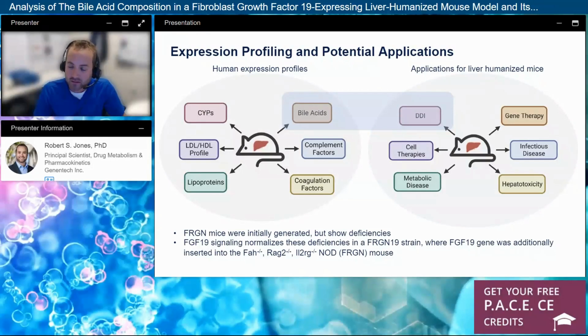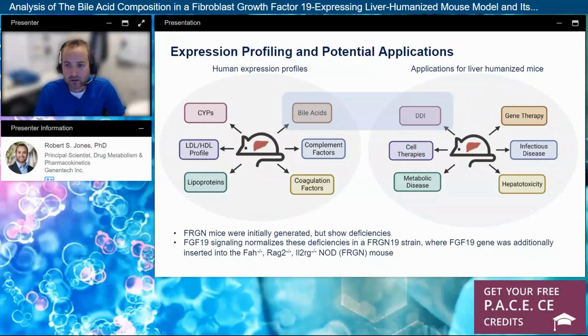In particular, some of the applications and downstream utilities for this mouse model include drug-drug interaction studies. If we wanted to understand whether or not concomitant administration of two different drugs can inhibit or induce the metabolism of one another, we can use these mice to understand potential drug-drug interactions that could occur in humans. We could also understand human-specific cell therapies and interactions with various metabolic diseases that are human-specific, as well as other applications such as gene therapy, infectious disease, as well as safety studies and toxicological studies, in particular studying human-specific hepatotoxicity.